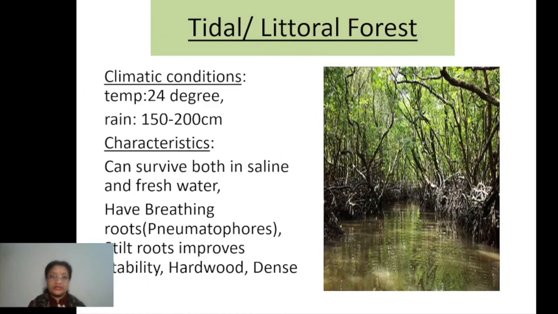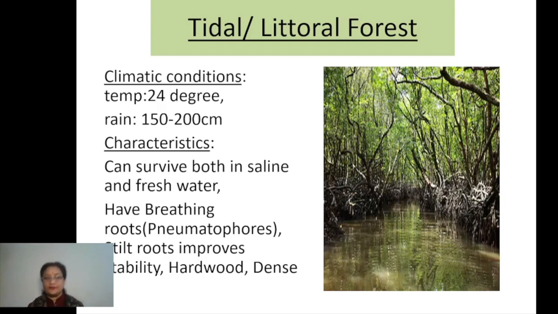Now let's start another type of vegetation which is found in India, that is the tidal or littoral forest. First of all, these forests are found in the coastal area, especially along the deltaic regions. Now, what are these and in what conditions can they survive? Again, these are tropical tidal forests or tropical littoral forests.